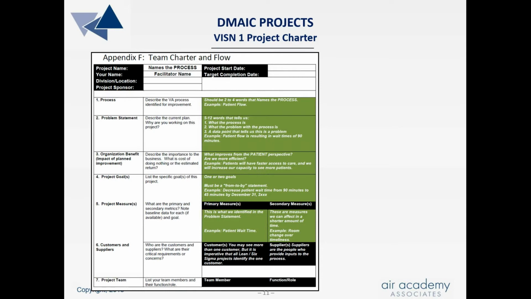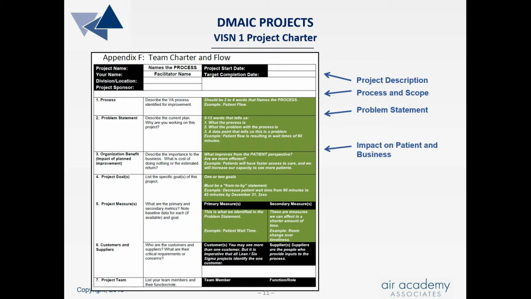We now have enough information to complete the VISN 1 project charter. We see here that, okay, the project has been described. We have a start date. The process has been scoped and labeled. The problem statement is clear and concise and actionable. We see that there is impact upon the patient, voice of the customer, as well as on the organization. We've set our goals to match the problem statement. Primary measurements are set, as well as secondary measurements, which we will monitor throughout the process improvement effort. Our customers and suppliers are listed. Upon completion of the project charter, the team is off to a good start. Team members are listed as their functions are cited.